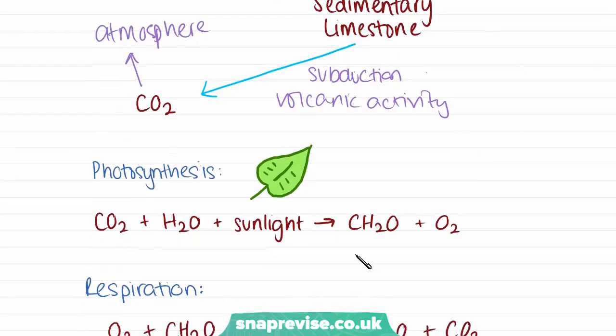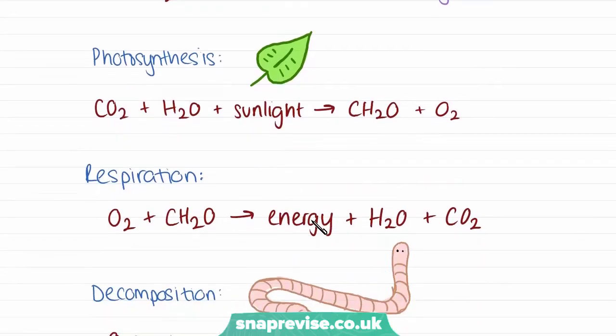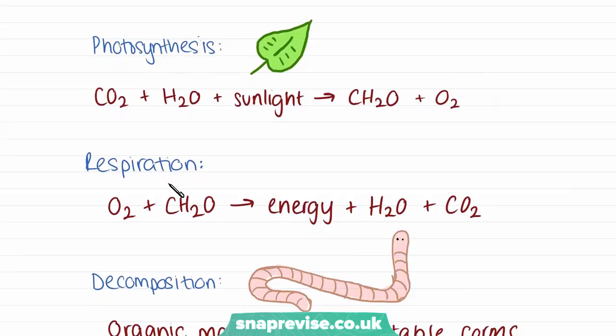The next movement we have is through three interrelated processes, which are photosynthesis, respiration, and decomposition. Photosynthesis is the process that plants do to make their food. This food is normally a carbohydrate, otherwise known as glucose. This is because plants don't eat other things. They're called autotrophs, so they make their own food using carbon dioxide, water and sunlight. This process releases oxygen as well as forming glucose, which is a sugar which the plant uses to grow.